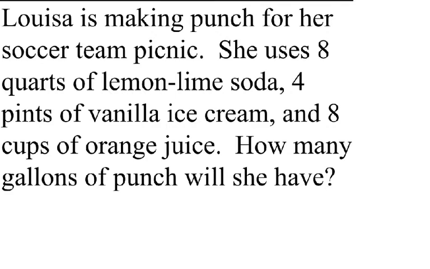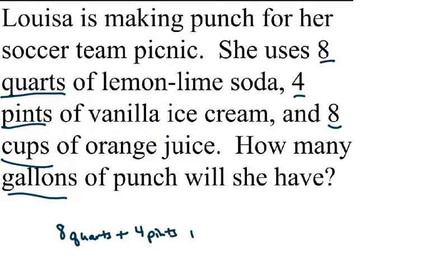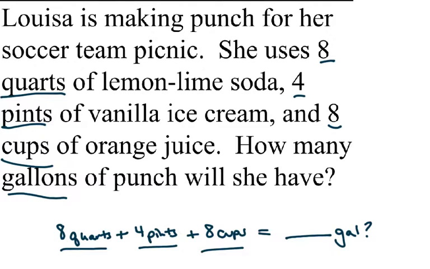Louisa is making punch for her soccer team picnic. She uses 8 quarts of lemon lime soda, 4 pints of vanilla ice cream, and 8 cups of orange juice. How many gallons of punch will she have? So if she's using all of these, she's using 8 quarts, adding 4 pints, and then adding 8 cups, and she wants to know how many gallons that'll be. We have to first convert all of these into an equal measurement so that we can add. We can't just take 8 plus 4 plus 8 because they're not equal sizes. Just like we did with fractions where we found a common denominator, we're going to find a common measurement.